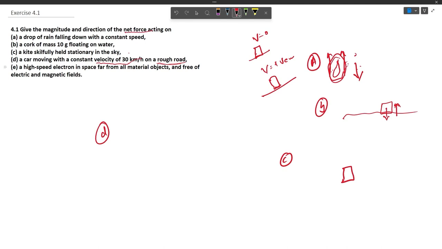Now in the fifth option, we have a high speed electron in space, far from all materials and objects, and free of electric and magnetic fields. So here the particle is assumed to be in outer space, free from all materials and any other interaction. So the force is going to be zero, because it is not interacting with any kind of material or any electric or magnetic field which would have generated force. So its net force is zero. So in every case, the net force is zero in this question. Thank you.